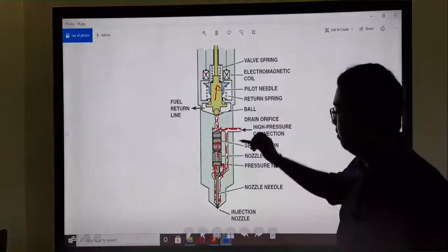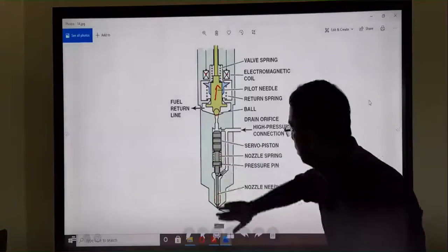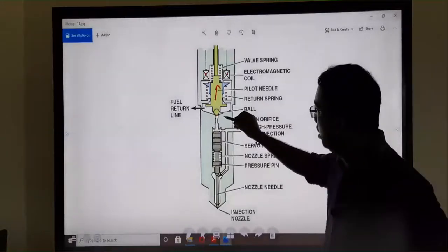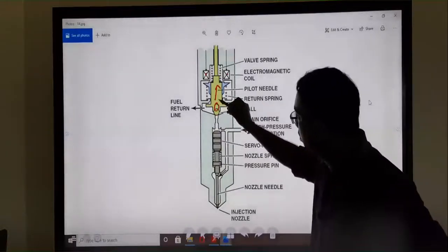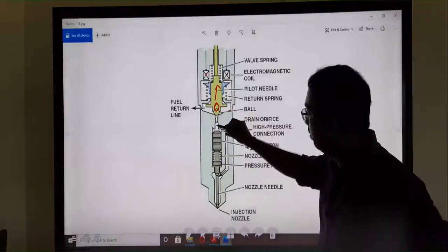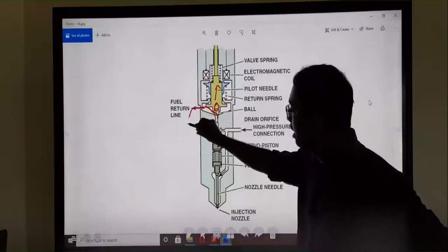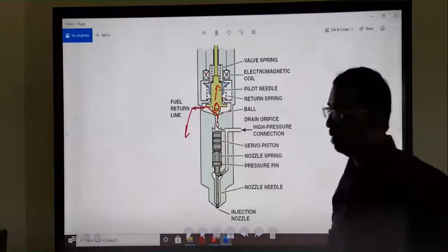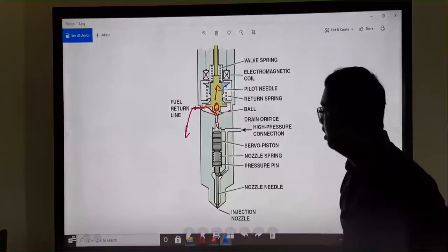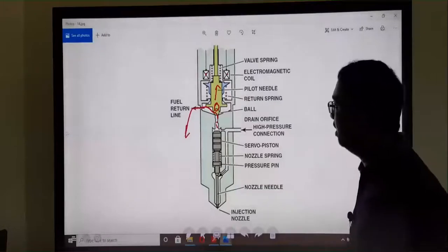So that time, this pilot needle moves like this. So there is a gap here. So the fuel fill here goes to this return line, and extra fuel goes to this return line. Okay. So at the same time, this pilot needle is moved upward.